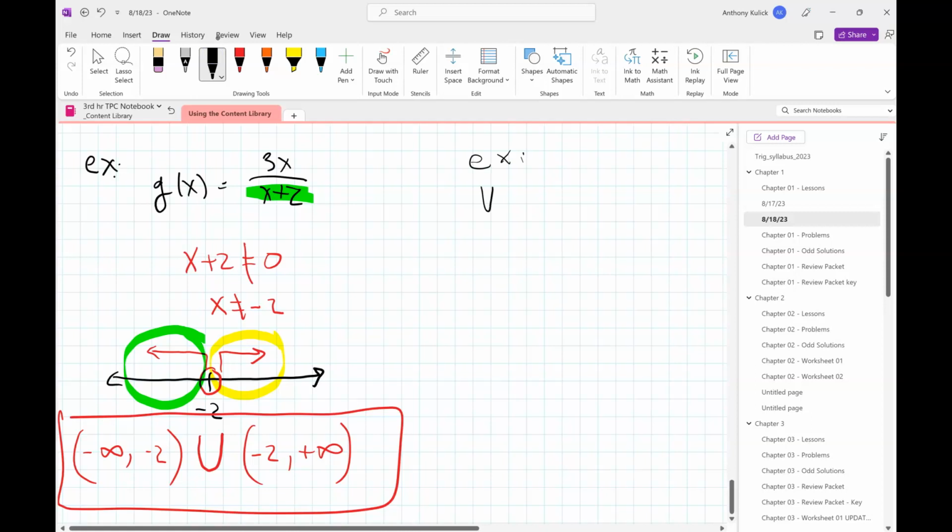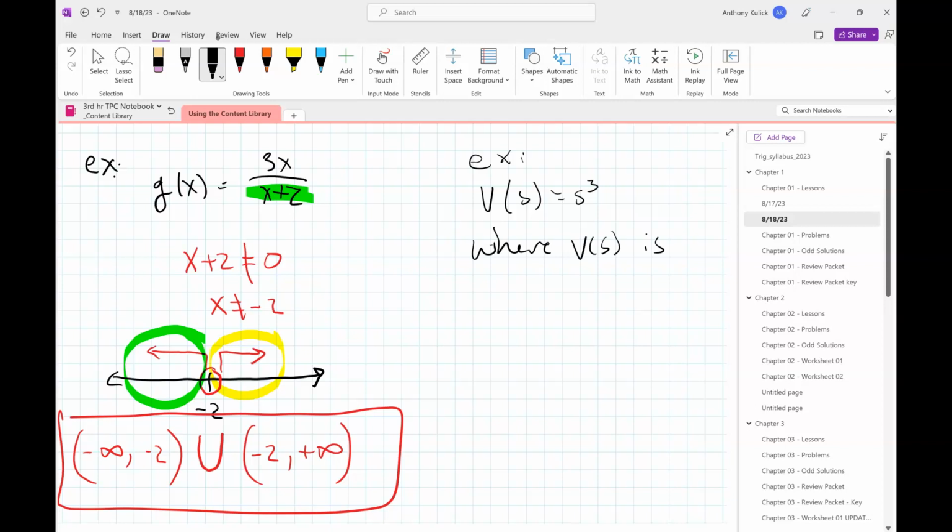Now, what if my function is v of s equals s cubed, where v of s is the volume of a cube with side length s. Do I have context in this problem? Yes, right? S represents an actual thing. V of s represents an actual thing. These aren't just arbitrary numbers. These are quantities that have some kind of meaning in the real world. So here we're going to be doing a relevant domain.